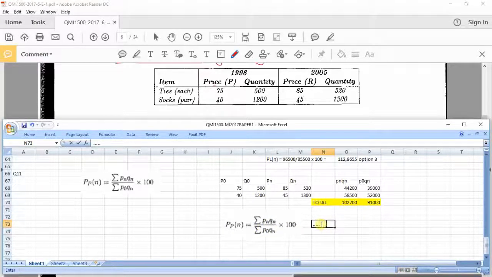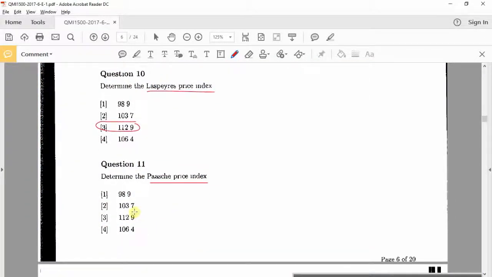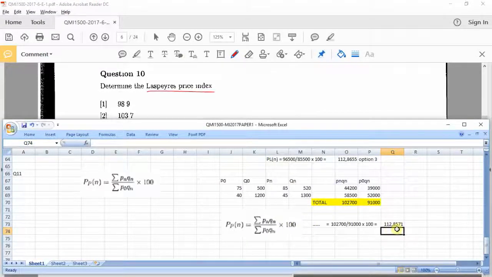So now if I want to do the POSHK, I just plug everything in. So what do I have? The sum of PnQn, which is the 102, divided by the sum of P0Qn, which is the 91, times 100 equals 102.85. So it's number 3.